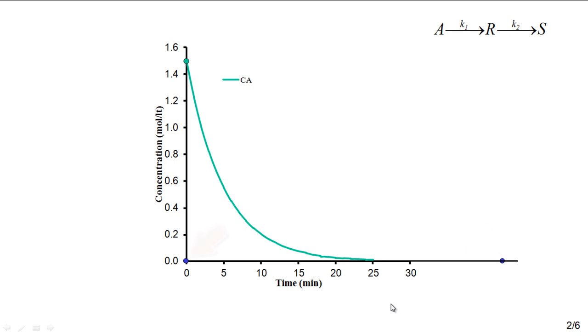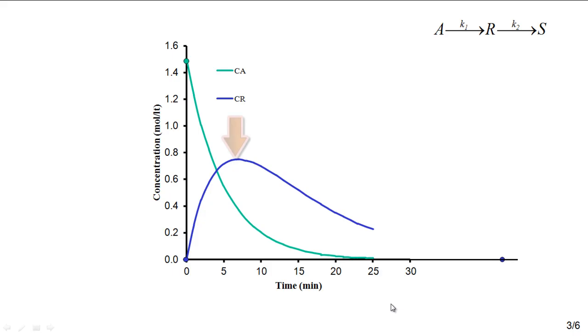Thus we have 2 points on the curve, point 1 and point 2. We also know that there is some finite concentration of R between these 2 points, starting point and ending point. We have no choice but to draw a curve like this. R increases first, reaches a maximum and becomes 0 in order to include the points already located, point number 1 and point number 2. Where this maximum occurs will depend upon K1 and K2.